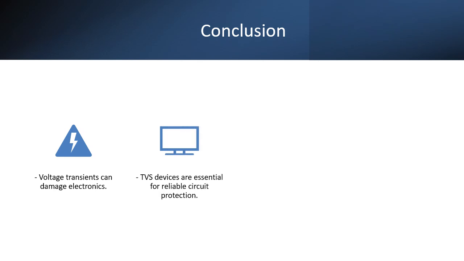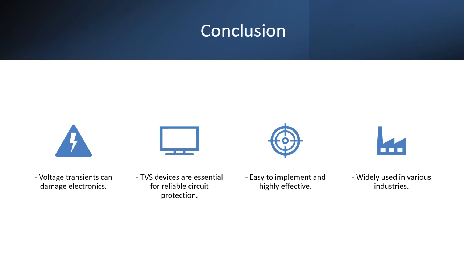Conclusion. In summary, voltage transients are dangerous spikes that can damage electronics, but TVS devices effectively prevent such damage. They are easy to implement, highly reliable, and crucial for a wide range of electronic applications, making them an essential part of circuit design.